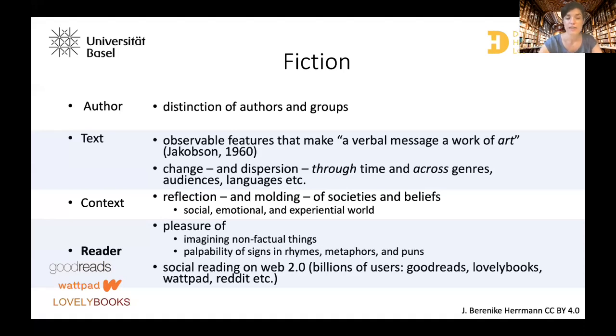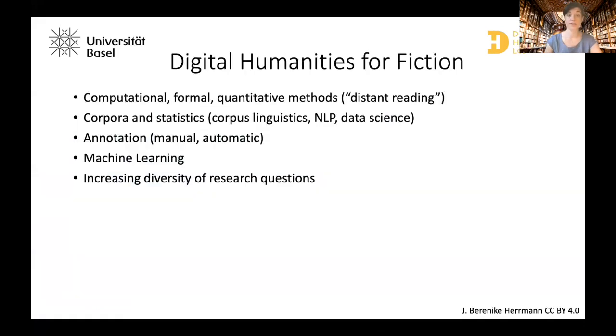And then finally, what's going on with billions of people on the internet actually doing social reading? So sharing their opinions about books, but also writing online, commenting, and so on, in closely knit communities sometimes, or sometimes broader communities. Right. So that is the definition of fiction and why fiction is interesting.